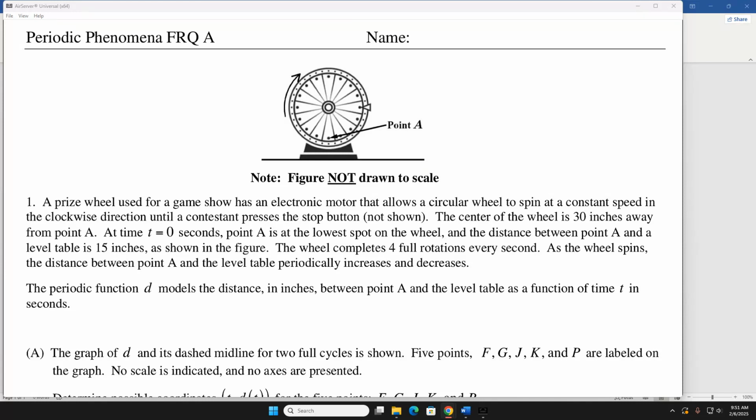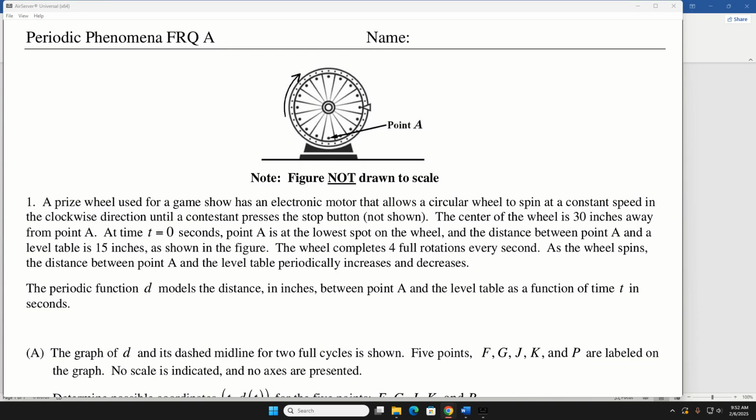So a prize wheel used for a game show has an electronic motor that allows a circular wheel to spin at a constant speed in the clockwise direction until contestants press the stop button, which is not shown. The center of the wheel is 30 inches away from point A.